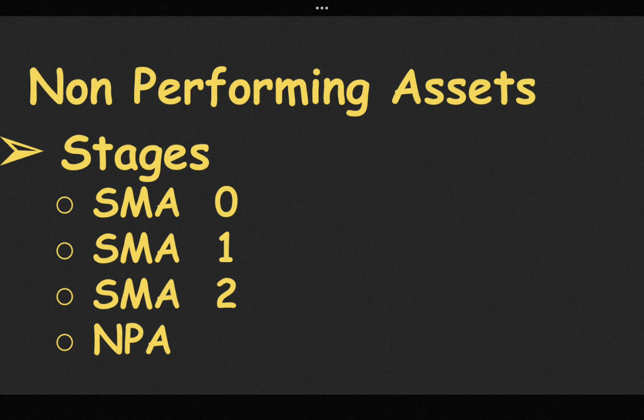First is SMA 0. SMA means specially mentioned account. The delay is about 1 to 30 days. Next is SMA 1, which is 31 to 60 days. Third one is SMA 2, which is for 61 to 90 days. And the final one is the NPA, which is more than 90-day delays. Non-performing assets are loans or advances issued by banks or financial institutions that no longer bring in money for the lender since the borrower has failed to make payments on the principal and interest of the loan for at least 90 days. By this, we have understood these.